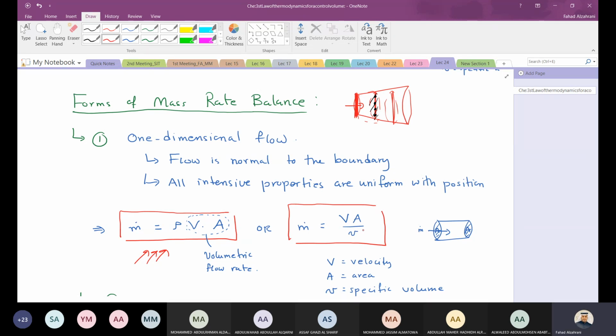لكن you have to understand the original concept, إنه this simplification is assuming uniform properties with position across the area that the flow is going through. Okay? اوكي. This concept.